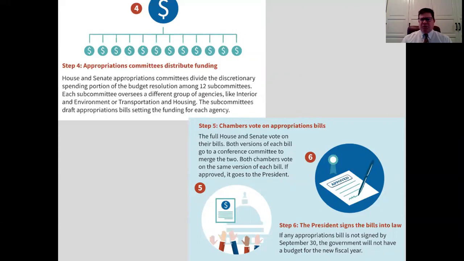So that's kind of the textbook definition of the way the federal budget process works. What we've seen in recent years is that, for the most part, we've had a very difficult time passing the budget on time, meaning by September 30th.